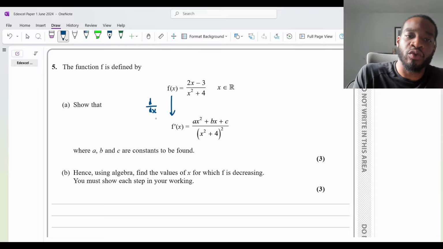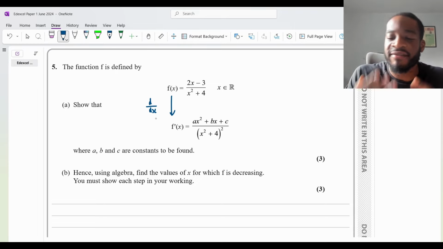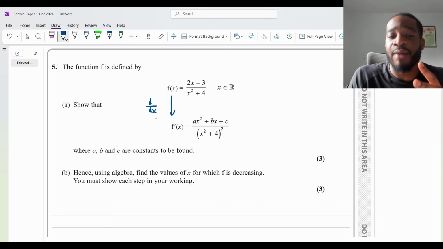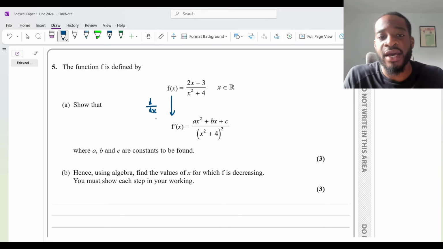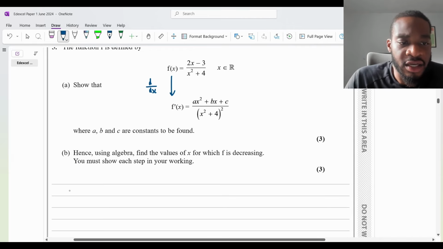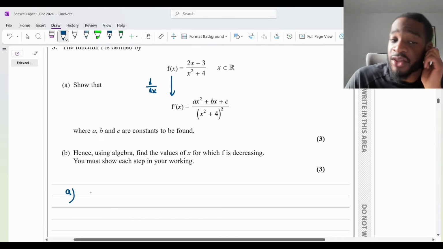It must be the quotient rule. Whenever you're doing these types of questions, you always have to have in mind what they are asking me to do. Differentiate. Now that I know I'm differentiating, what type of rule am I going to use? It's quite clearly a quotient rule question. So let's get started. Part A, let me write the quotient rule.